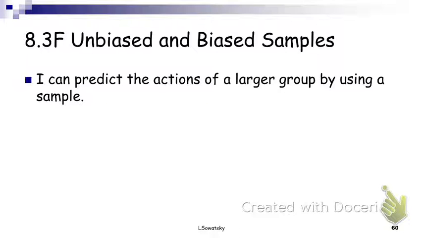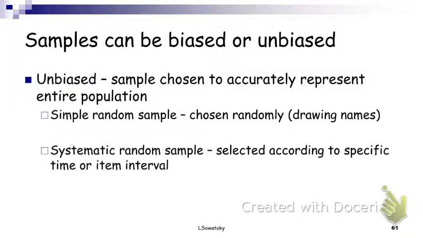So we're talking about predicting the actions of a larger group by using a sample, but we're also talking about making sure we have good samples, and that's where the unbiased and biased comes in. So samples, when you're looking at a smaller group to represent a population, they can be biased or unbiased, and as much as possible, when you're doing your survey, you want it to be unbiased. So unbiased means that the sample chosen would accurately represent an entire population.